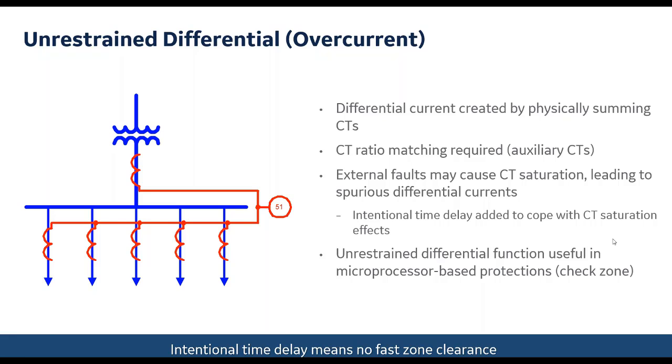So the unrestrained differential function can be used in microprocessor-based protections. In microprocessor-based protection, we don't typically use the overcurrent by itself. We could use it as a check zone to a main differential. Typically, this is used in some older designs, where you might see an overcurrent electromechanical relay, and then when you upgrade, you might have no choice but to keep it because you don't want to change all your CTs and all your CT connections. For the other schemes we're going to talk about, you will need to change your CT connections to move from an overcurrent differential to, for example, a low impedance bus differential.